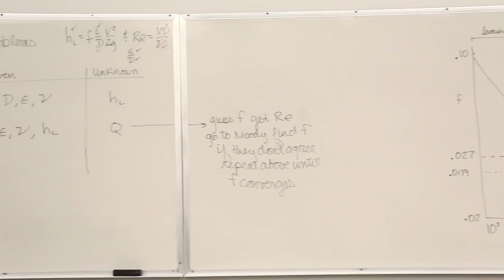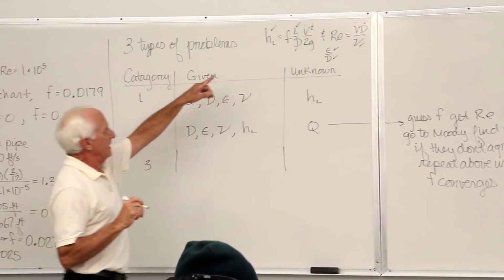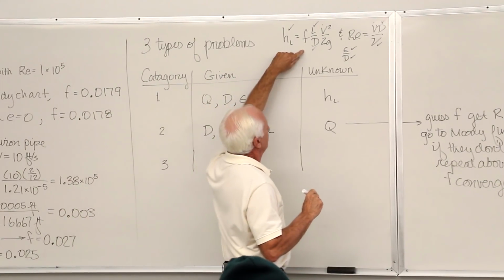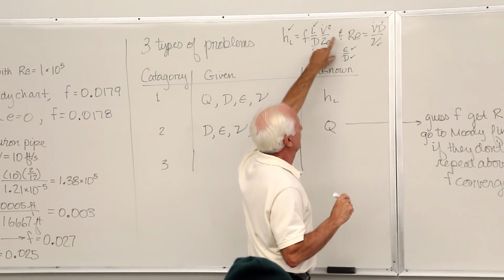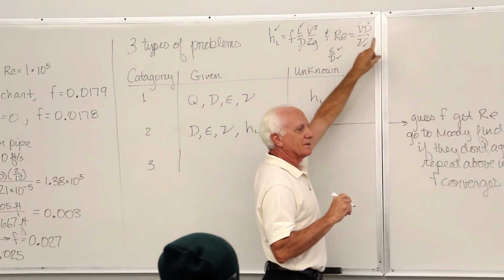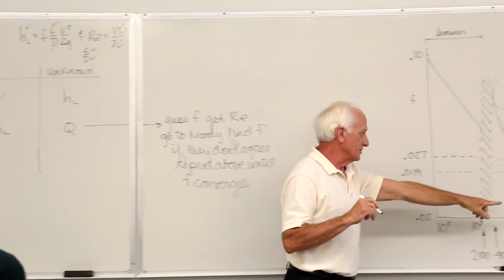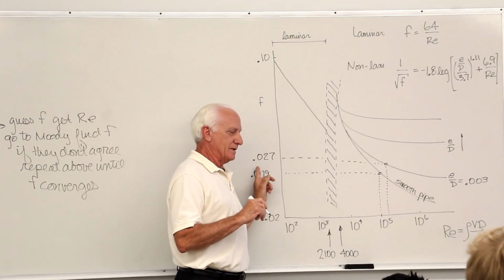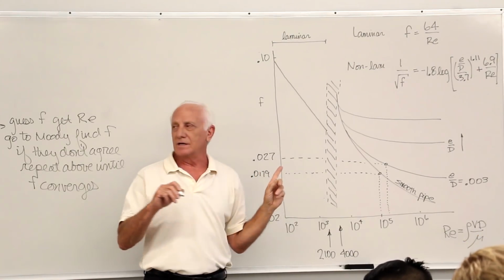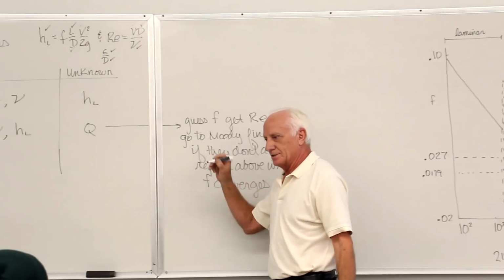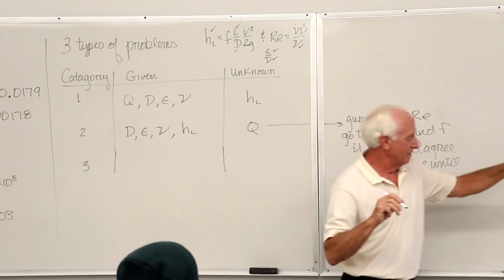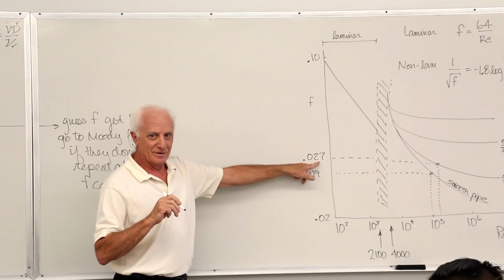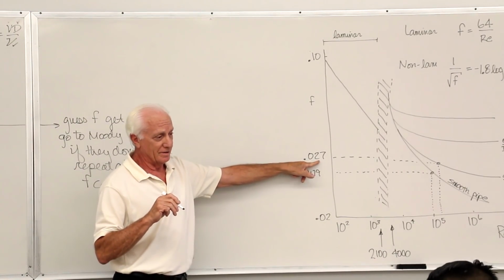You guess F from the Moody chart. You put the F in up here. You get the velocity. You put the velocity in the Reynolds number. Now go back to the Moody chart with that Reynolds number and that E over D. See what F comes out. If the F that comes out of the Moody chart doesn't agree with the F you guessed, repeat the calculation with the second F you got. It'll eventually converge.